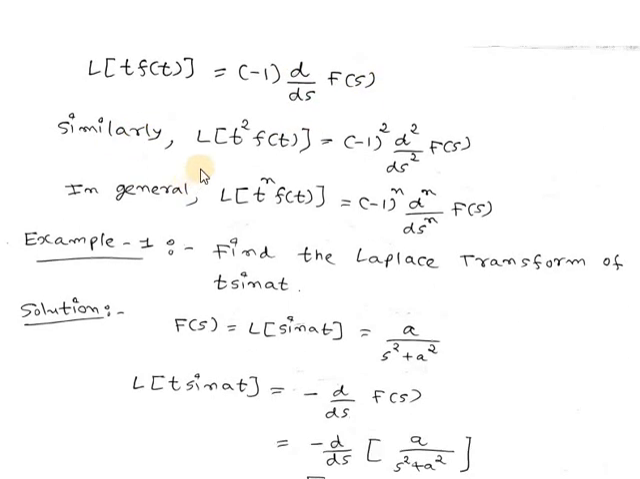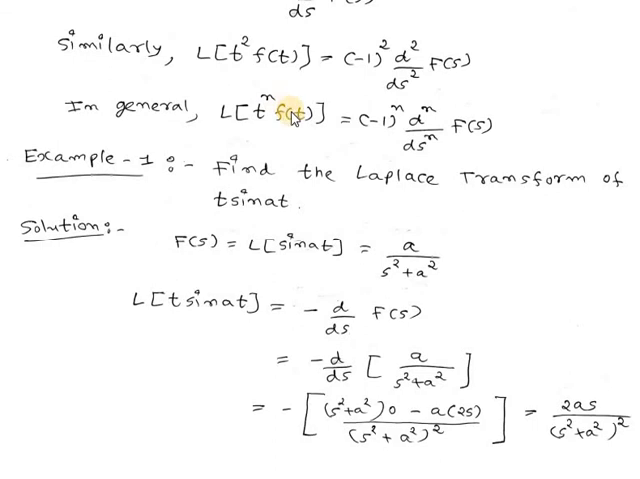Similarly, we can prove that Laplace of t^2 f(t) is equal to (-1)^2 d^2/ds^2 F(s). So in general, Laplace of t^n f(t) is equal to (-1)^n d^n/ds^n F(s). Now let us discuss examples related to this topic.